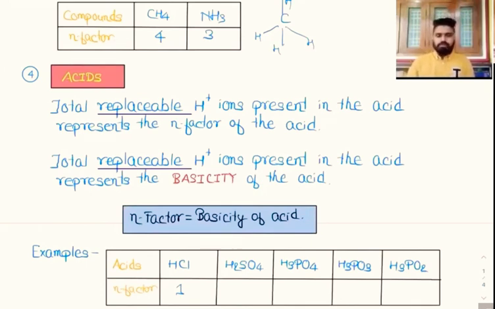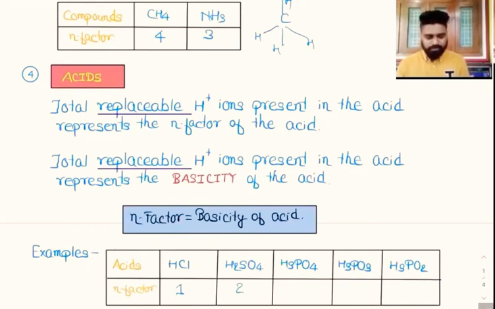If you have a look at H3PO4, H3PO3 and H3PO2, the first thing that comes to mind is that the n factor of all these 3 acids is 3. As such, the number of hydrogens in all these cases is 3. 3 in this case, 3 in this case, 3 in this case. But it is not the case. The n factor in case of H3PO4 is 3.